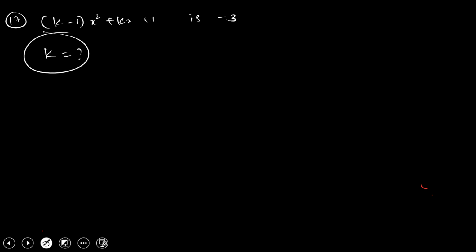I have a question like this. If one of the zeros of the quadratic polynomial (k minus 1) x square plus kx plus 1 is minus 3, what is k? This is the quadratic polynomial. One of the zeros is minus 3. K is equal to how much? Answer?